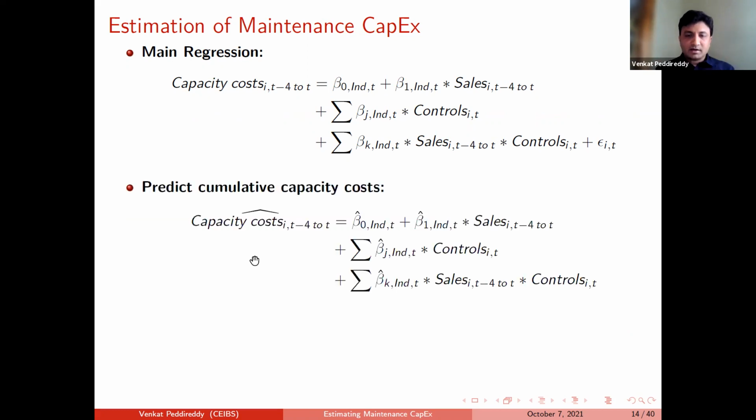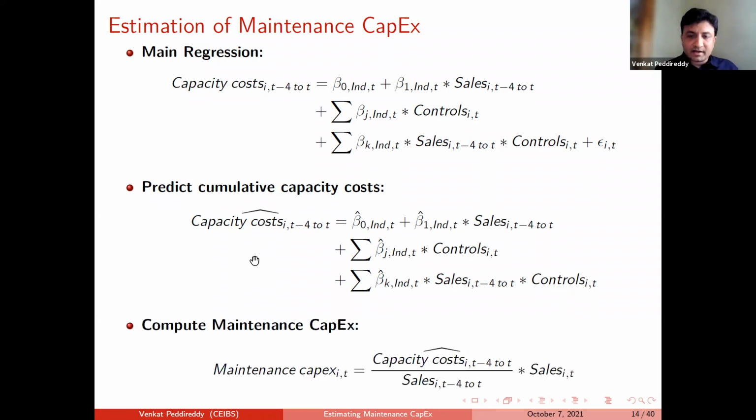And then, using that, I predict the capacity cost. This capacity cost is a cumulative capacity cost for the last 5 years, the recent 5 years, right? And using that, you can divide it by the cumulative sales to get the cost per $1 of sale. And then you multiply it with the current year sales so that you get the annual maintenance Capex. Okay, so at this point, I would like to take a pause and see if there are any questions, Jenny.